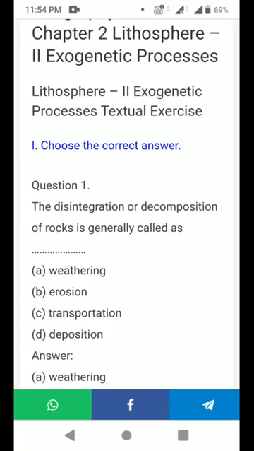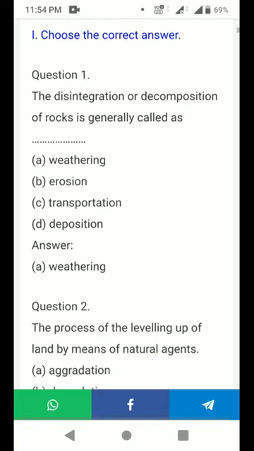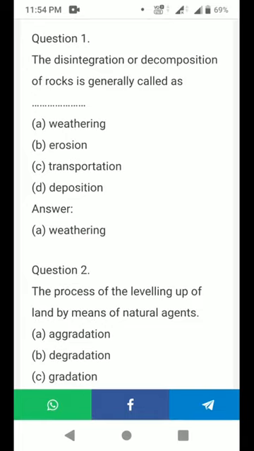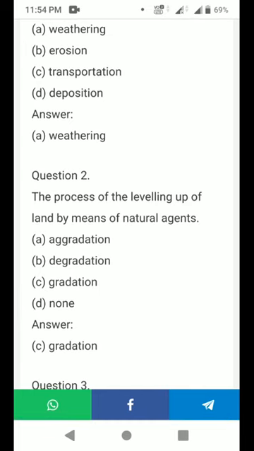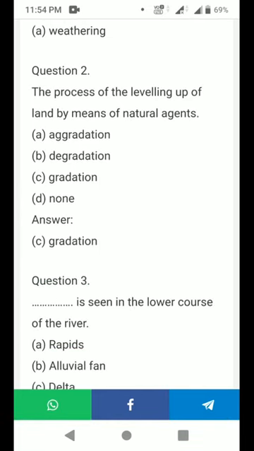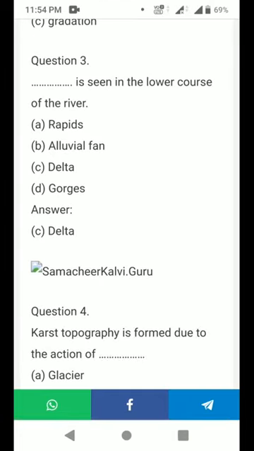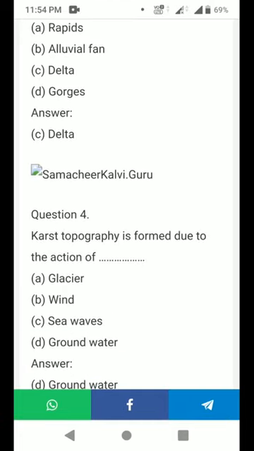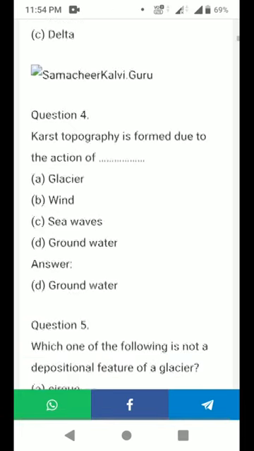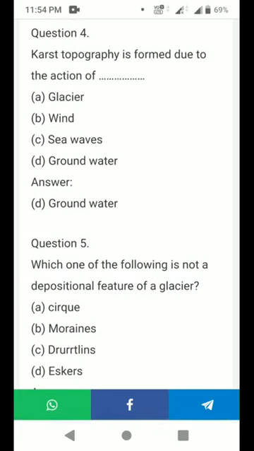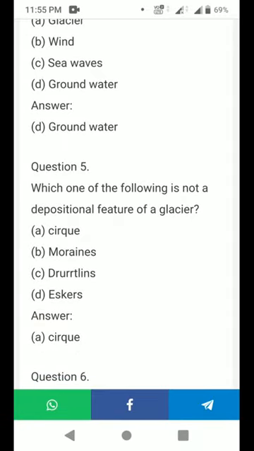Yes. Next lesson, geography lesson 2, lithosphere, exogenetic processes. Here also Roman number 1, choose the correct answer. First question, the disintegration or decomposition of rocks is generally called as dash, weathering. Second question, the process of the leveling up of land by means of natural agents, that is gradation. Third one, dash is seen in the lower course, delta. Fourth one, karst topography is formed due to dash, groundwater. Fifth one, which one of the following is not a depositional feature of a glacier, cirque.